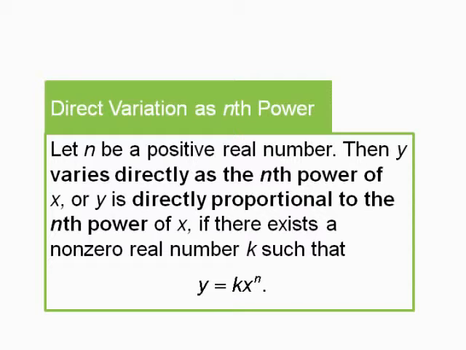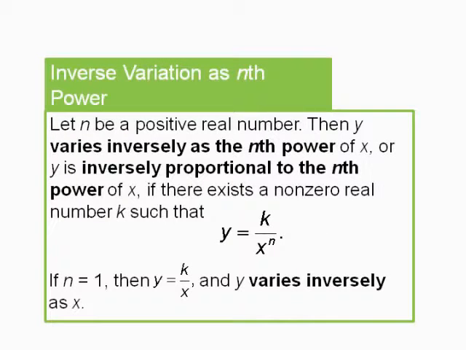So direct variation is an nth power. Let n be a positive real number. Then y varies directly as the nth power of x, or y is directly proportional to the nth power of x. So see, they can also make up models where you have y equals k times x to some power n here. So direct variation is that way, and notice we can do it inversely as well.